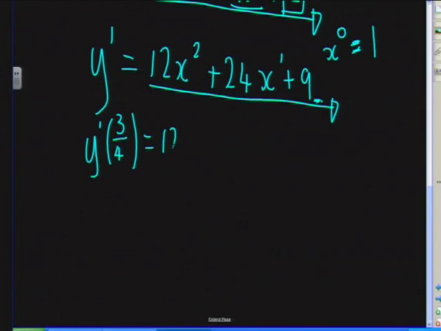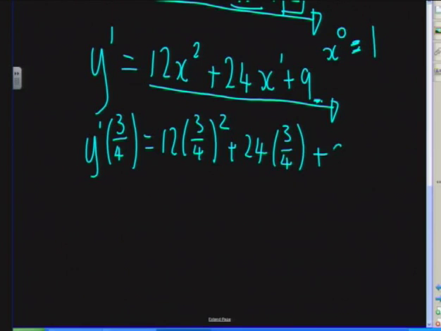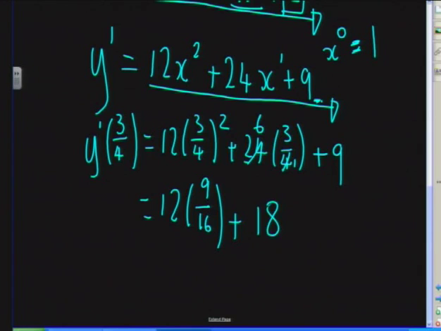We're going to say 12 times 3 over 4 squared plus 24 times 3 over 4 plus 9. Okay, this is going to give me 12 times 9 over 16 plus 24 times 3 over 4. 4 goes into itself once, 4 goes into 16, into 24, 6 times. So 6 times 3 is going to give me 18 plus 9.